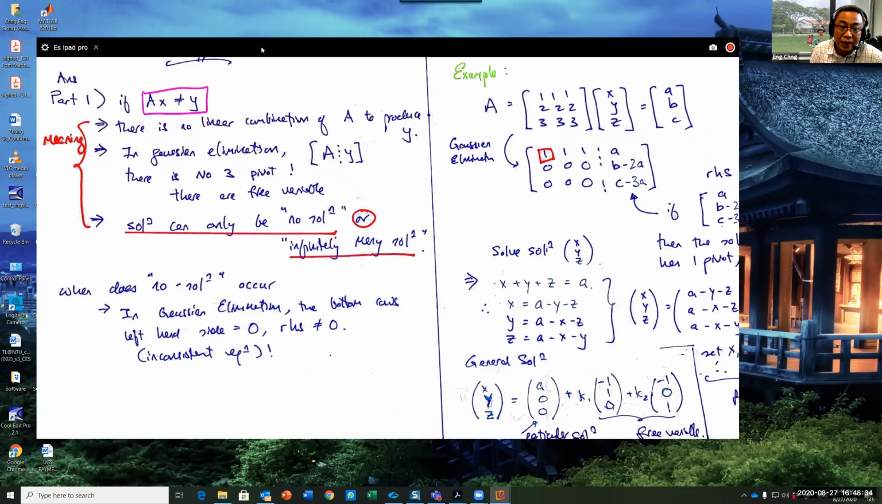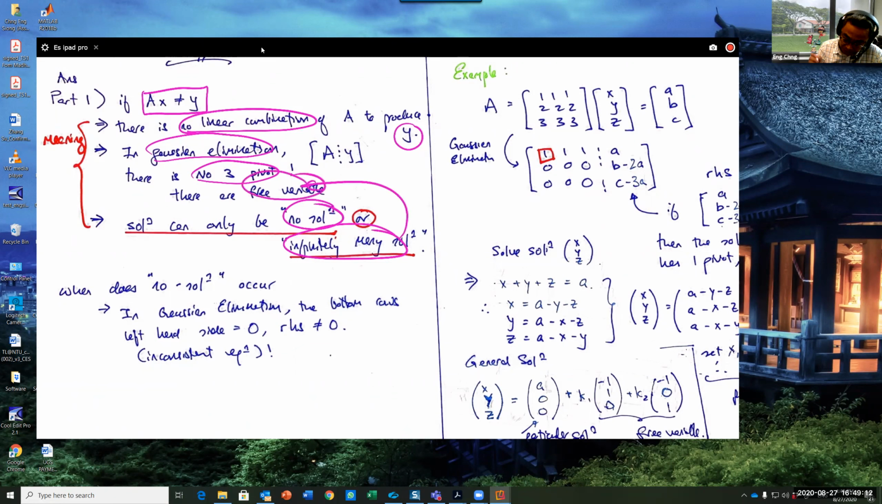So now let's interpret why there is no solution. It is because in Gaussian elimination, in this example, I have 3 variables, but I don't have 3 pivots. I have 1 free variable. Another interpretation is that there's no linear combination of the columns of A, which I just showed you, that produces Y. So the answer can be no solution, like what I have just given you, or if there is a solution, it will be infinitely many solutions because there is a free variable.